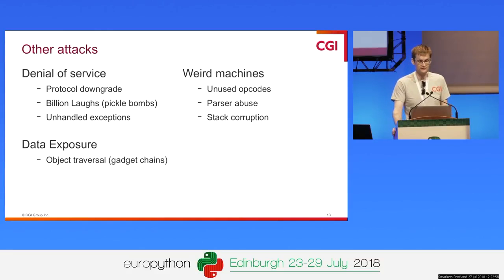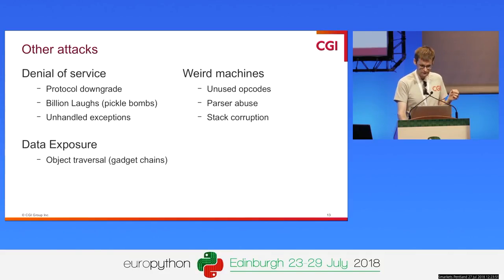And assuming we fix this, there are other attacks that most articles, most presentations about pickle don't go into, because frankly, getting remote code execution is job done as far as adversarial people are concerned. If they can get code execution, then nothing else matters. But if we can come up with something that doesn't allow code execution by default, doesn't require extra means to whitelist things, then what other attacks remain? The ones that we've found so far fall under denial of service and the possibility of data exposure and weird machines.